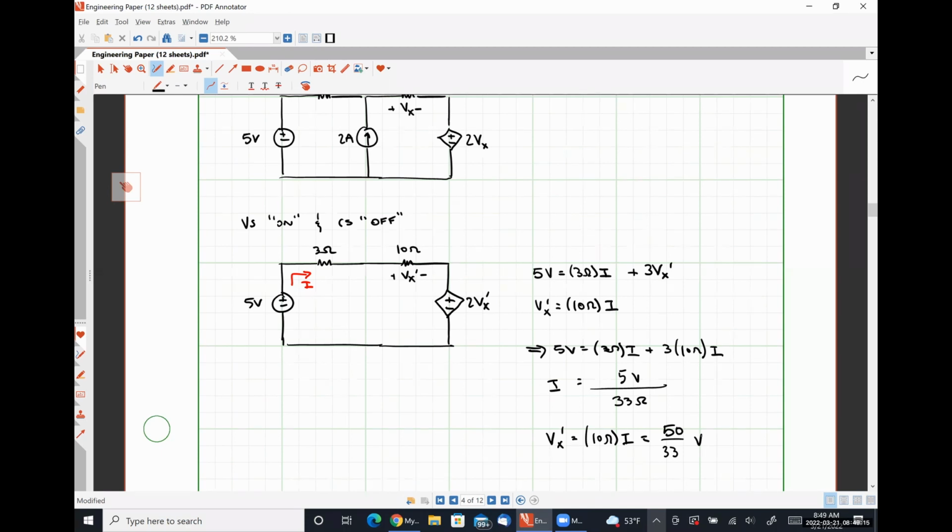So the voltage drop over the 10 ohm resistor is Vx prime. And then there's a dependent source supplying 2 Vx prime, and I added them together to get 3 Vx prime. Because when I apply KVL, I add voltage drops. I could have said it's 5 volts is equal to 3I plus 10I plus 2 Vx prime. And then I would have made that exact same substitution for Vx prime using Ohm's law, and I would have gotten literally the exact same result. So six of one, half dozen of the other. Whatever you're more comfortable with, I'm okay with.